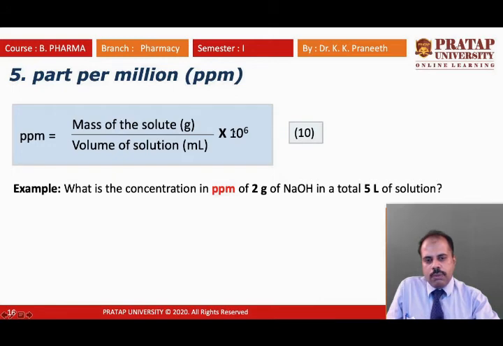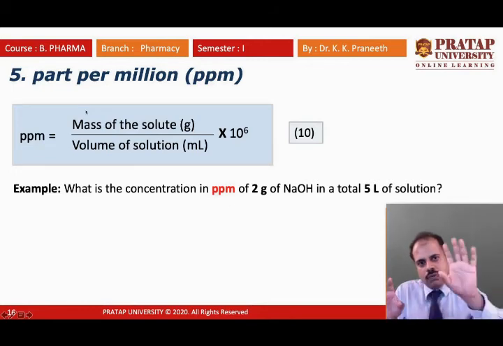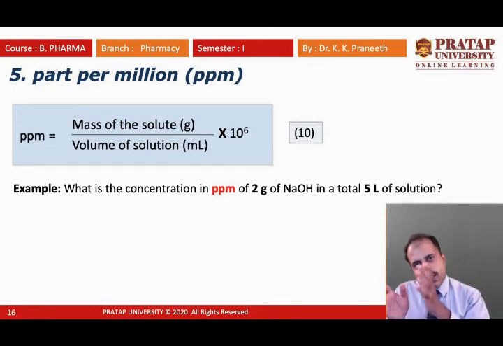So 10 to multiply by 10 to the power of 6. This is the formula for calculating parts per million, and I have given you the formula number 10. So far we have seen 10 formulas. Students are required to remember all these 10 formulas to calculate different solutions based on different concentration terms: normality, molarity, parts per million, percentage, etc.